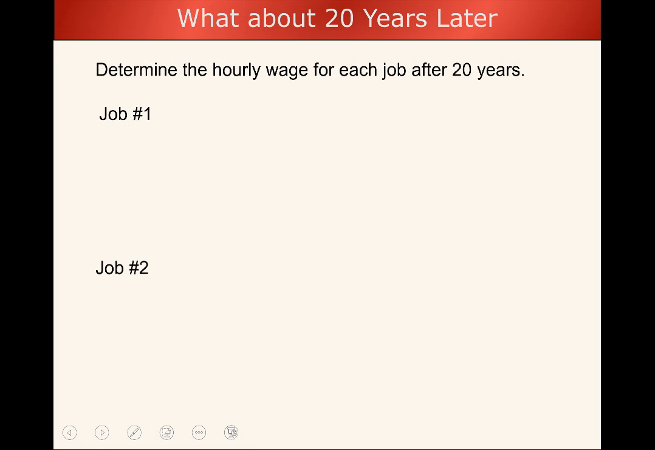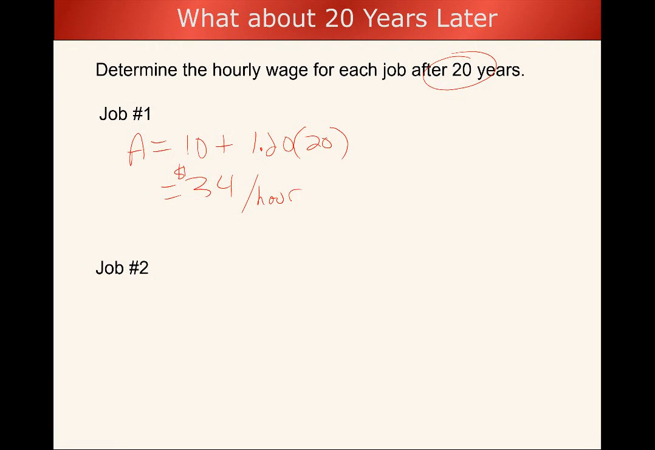So let's take it just a little bit further to 20 years. Let's say you like that job and you're sticking with it for 20 years. Let's see what you're going to be making with that first job. What was it? 10 plus 120 times your years of experience. I'm just punching that into my calculator now. 10 plus 120 times 20. $34 an hour. That's pretty good. That's fantastic living, isn't it?